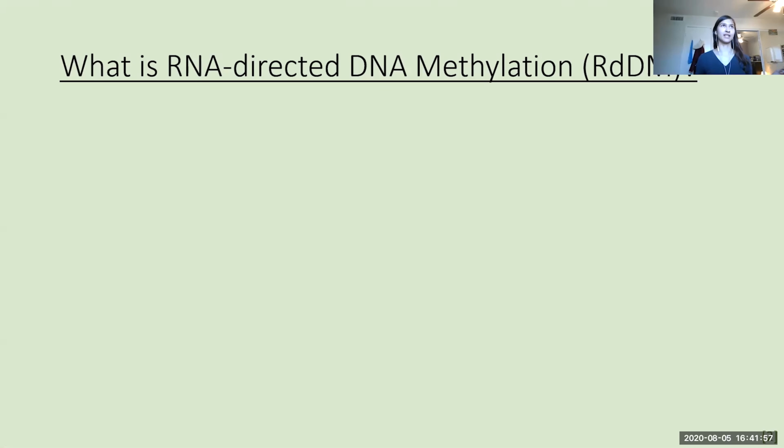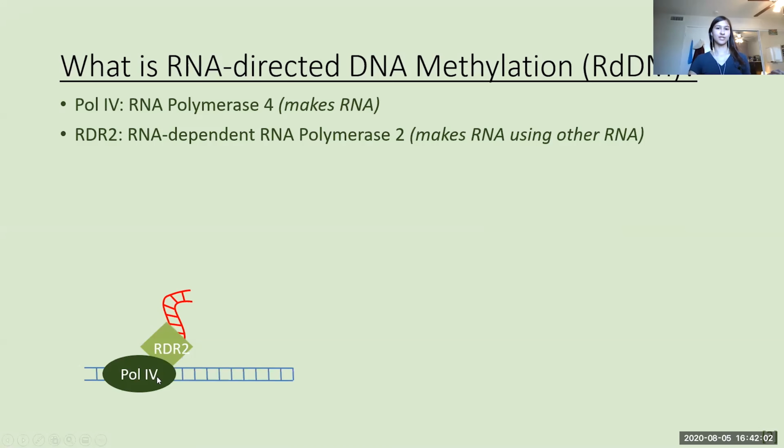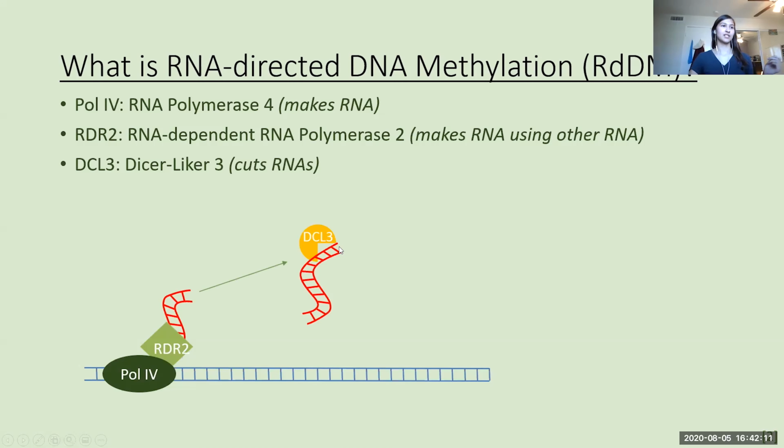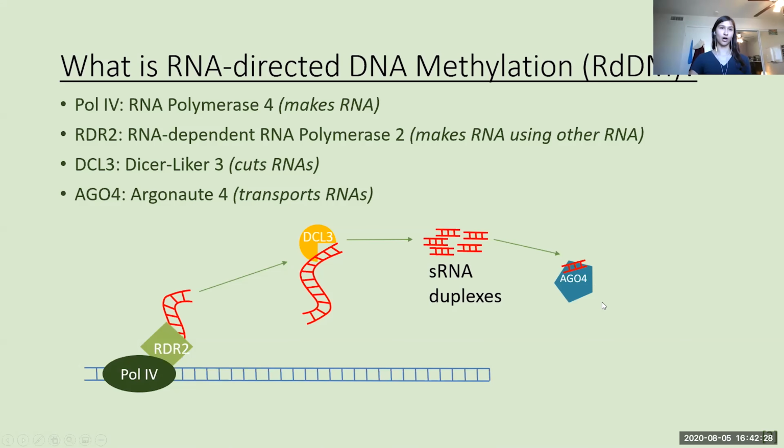So I'm just going to walk through the key players in the pathway that are relevant to my project. First, we have Pol4, which is an RNA polymerase, which transcribes a single-stranded RNA. And then this strand is made double-stranded by another RNA polymerase called RdR2. And so you get this long double-stranded RNA, which is shortened or diced by a protein called dicer-like 3, which results in these small RNA duplexes, which consist of one strand that is 24 nucleotides long and another strand that is 23 nucleotides long.